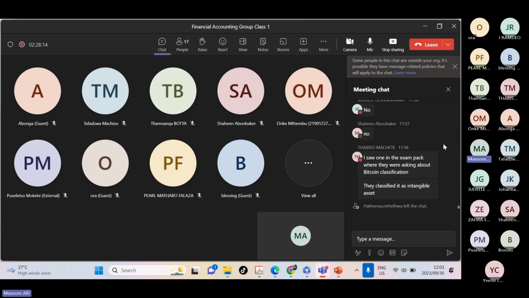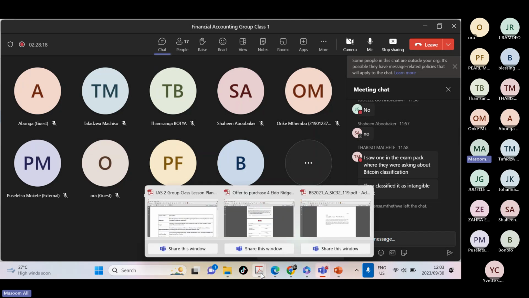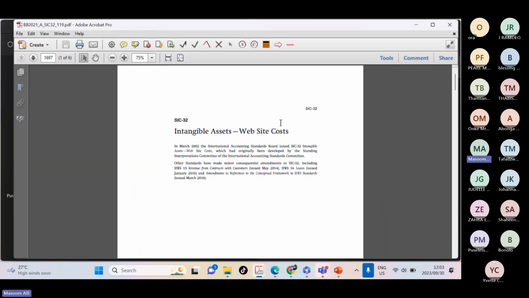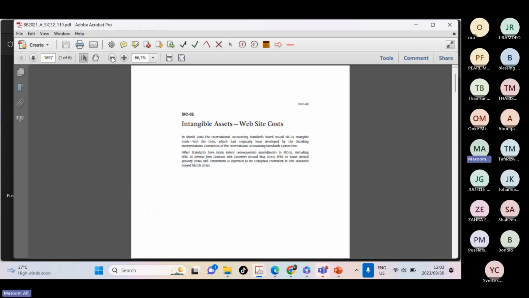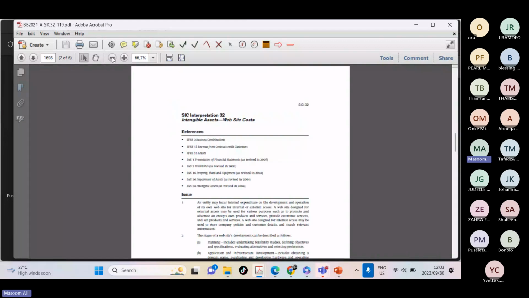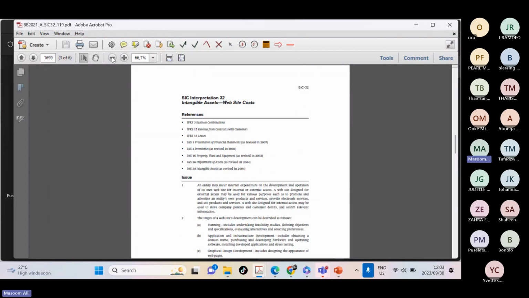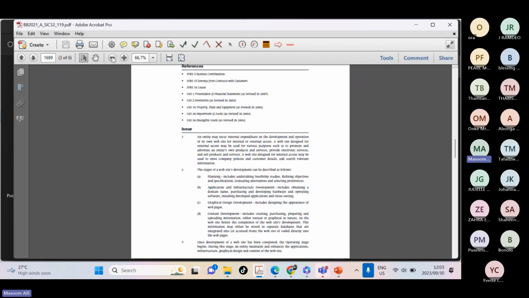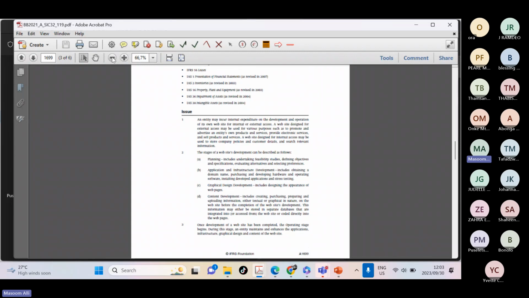The third one that would come in would be your website costs. They haven't tested website costs in a while, so I would say that website costs are something that you need to go through. You guys can see this on my screen, and all you need to do for this one is to really make reference to the standard itself. The standard itself makes all of this simple.